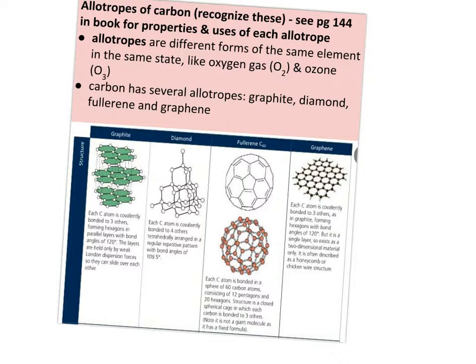So an allotrope is just different forms of the same element in the same state. So oxygen gas, O2, and ozone, O3, are allotropes of each other. Carbon has some common allotropes of graphite, diamond, fullerene, and graphene. So I put in a small piece of the chart from page 144, kind of describing the difference between these four allotropes. But there's a lot more information along with the properties and uses for each on page 144 that I encourage you to check out.